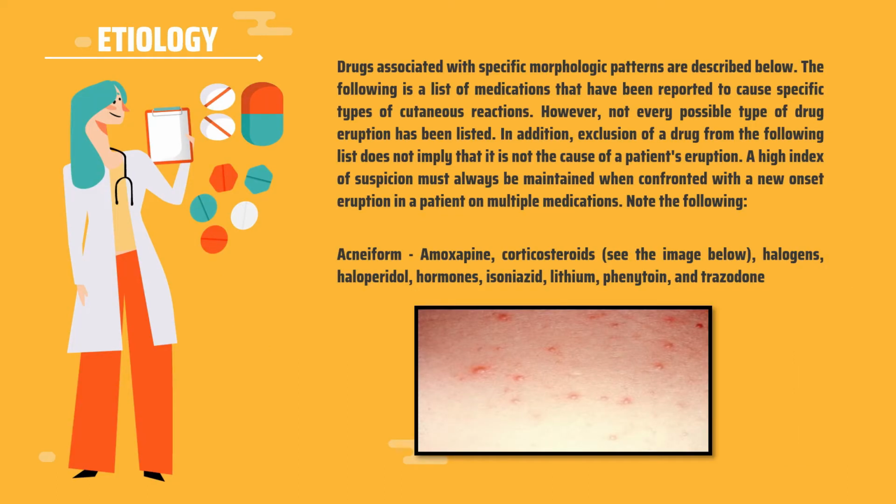Drugs associated with specific morphologic patterns are described below. The following is a list of medications that have been reported to cause specific types of cutaneous reactions. However, not every possible type of drug eruption has been listed. In addition, exclusion of a drug from the following list does not imply that it is not a cause of a patient's eruption. A high index of suspicion must always be maintained when confronted with a new onset eruption in a patient on multiple medications. Note the following. Number 1 is acneiform, which includes amoxapine, corticosteroids, halogens, haloperidol, hormones, isoniazid, lithium, phenytoin, and trazodone.